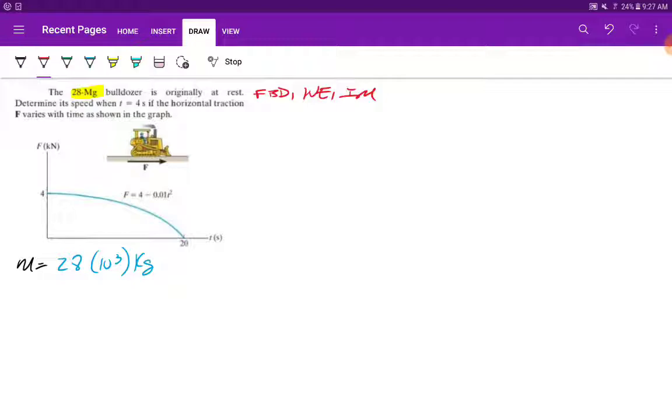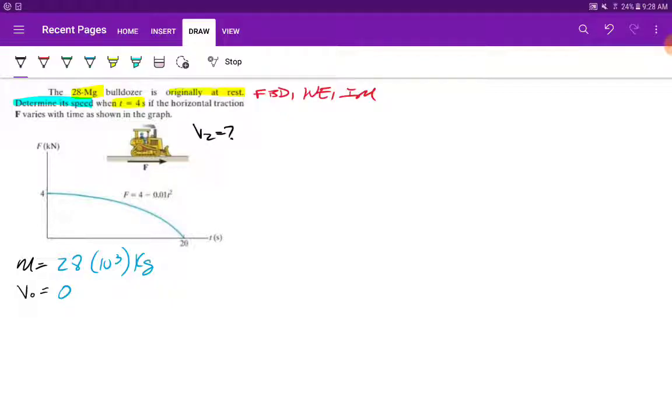Which one, I don't quite know yet, but the moment I see mass, I know I have at least that. It says it's originally at rest, which means the starting velocity, V naught or V1, whichever you want to use, is going to be 0. They want us to determine its speed when t equals 4. So they tell us time is 4, and they want the speed, so they're looking for V2. Basically, V2 equals whatever.